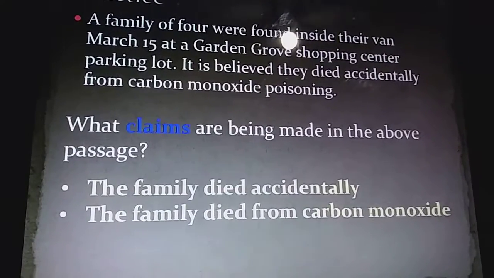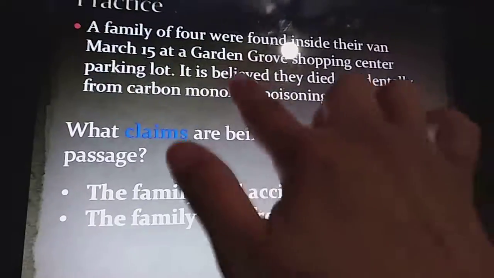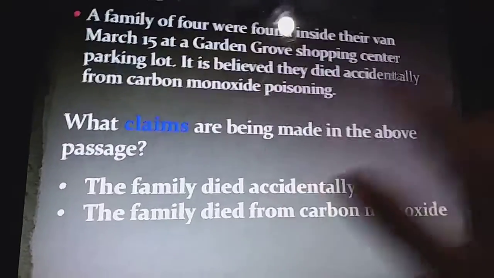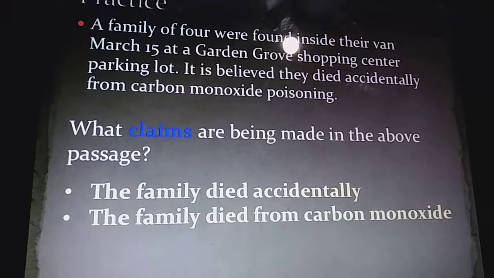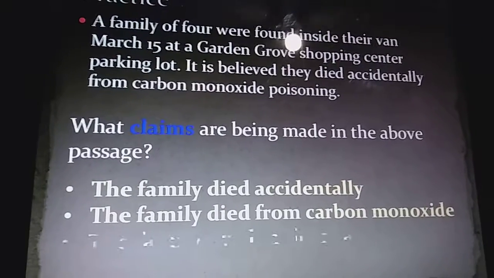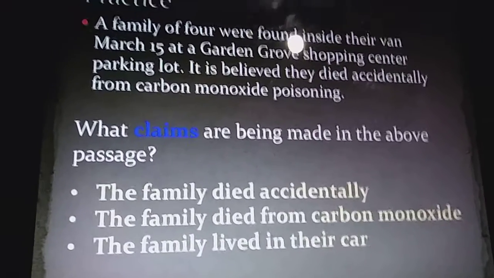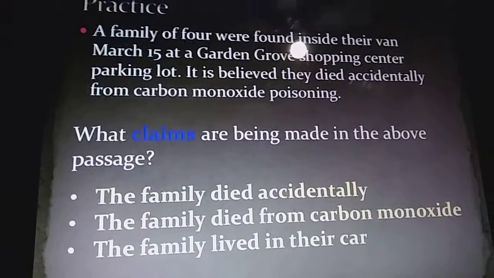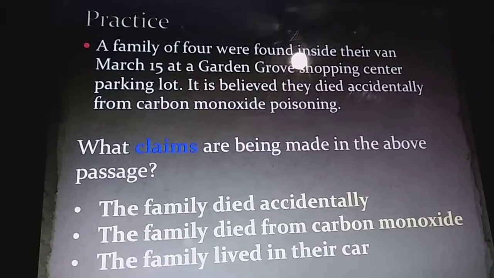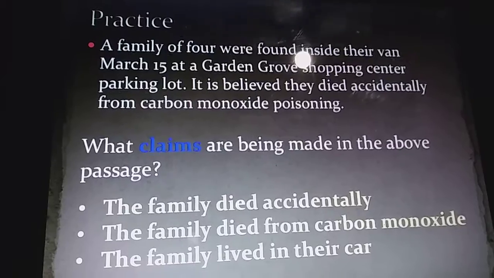The family died from carbon monoxide. Again, the word believe there tells us that this is still a claim. Now, that may well become a fact later, but we don't know that at this point. The family lived in their car. Now, the fact that they lived in their car is a claim because we don't know for sure that they did. We're assuming that based on some evidence.